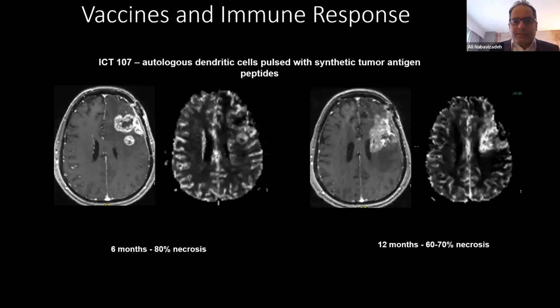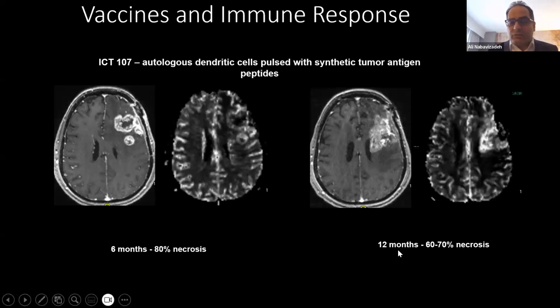And so one of the treatments that has been more and more used in the context of gliomas are immunotherapies and vaccines. These treatments could be associated with pseudoprogression and increased perfusion, despite most of the pathology showing necrosis. You can see two examples here. This patient after 6 months showed 80% necrosis on histology. However, you can see that the perfusion is elevated.